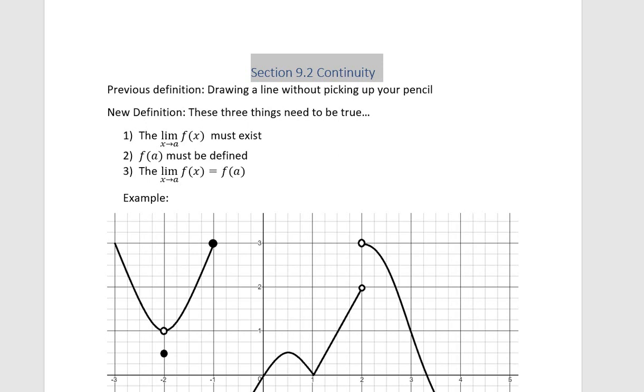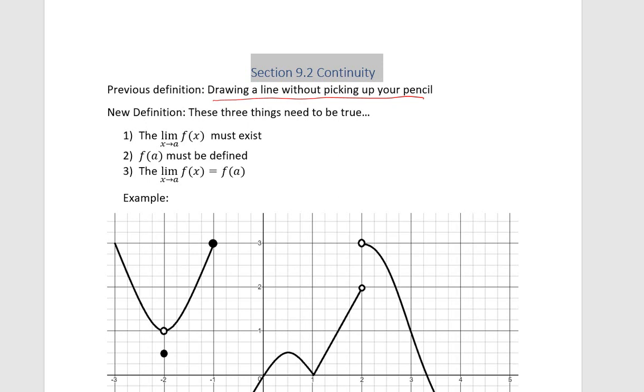Alright, so we're going to be talking about continuity. You might have heard about continuity before. The previous definition that you heard is that you can draw a line without picking up your pencil, which is great. That's still kind of what we're going to be using as our definition. But our new definition means that we have to have these three things.